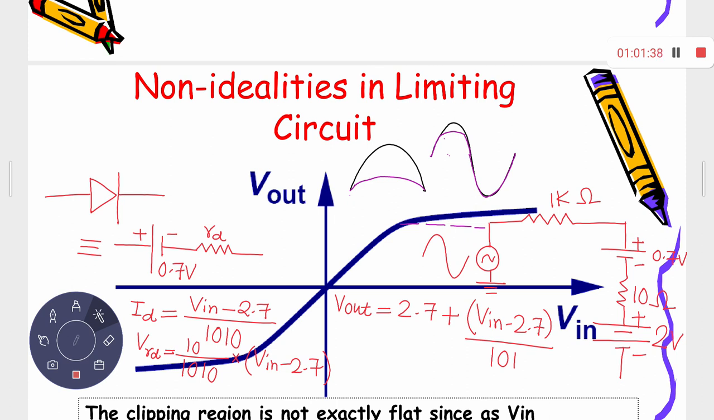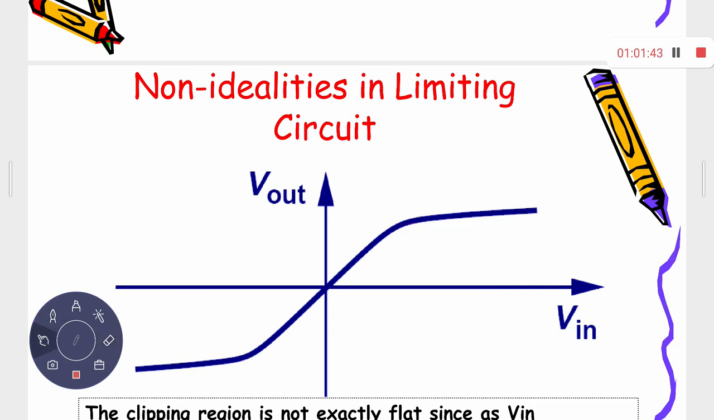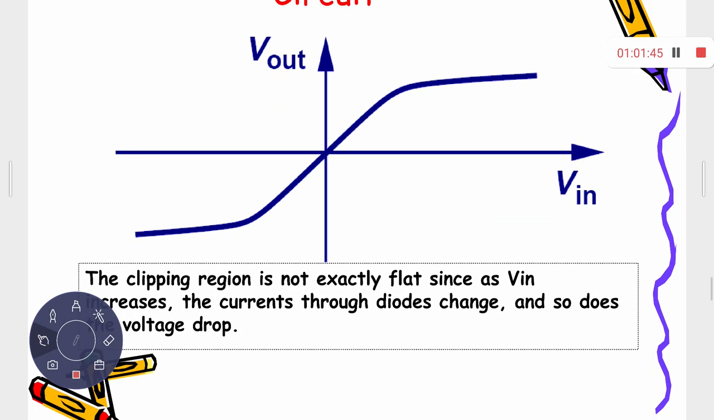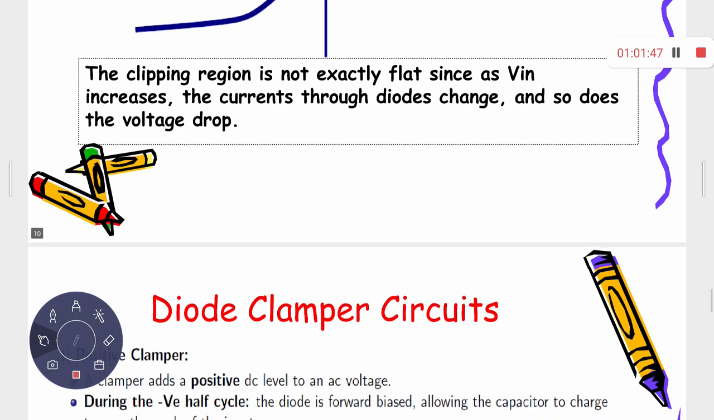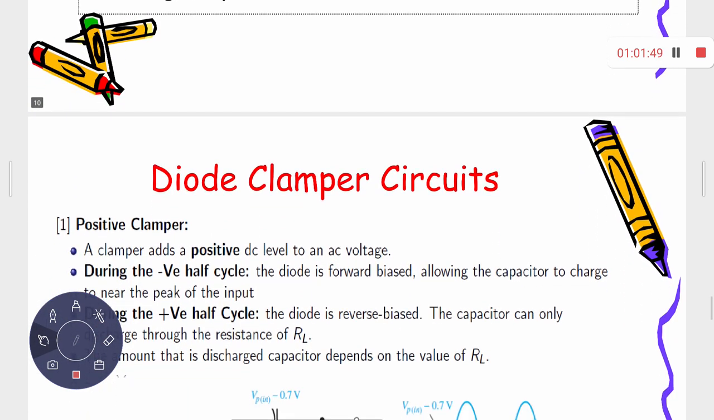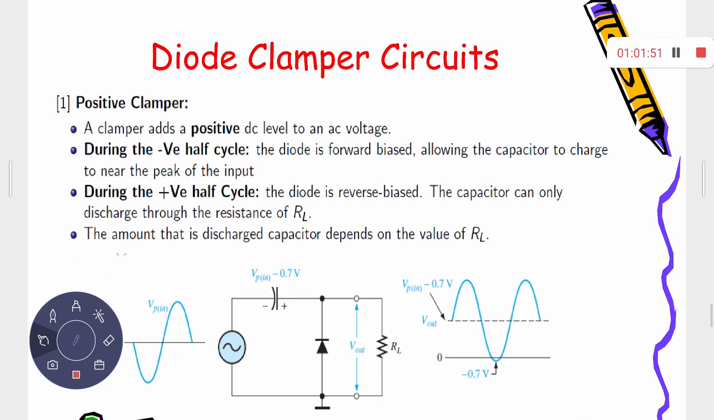Okay. So far so good. Now let's move to the next part, the clamping part. For the clipping part, you have seen that a portion of the input signal gets clipped in the output. Either the positive part gets clipped, which you call a positive clipper, or the negative part gets clipped.